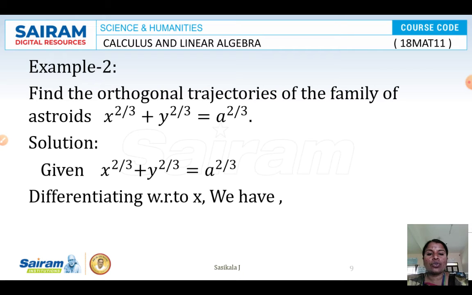Find the orthogonal trajectories of the family of asteroids x power 2 by 3 plus y power 2 by 3 is equal to a power 2 by 3. So the asteroid equation has been given. In the same way, what you have to do: first step, we need to write the differential equation, and then you have to replace dy by dx with minus dx by dy. So the given equation is already written, on the right side only the constant is there, that means a parameter. So you can go with the differentiation with respect to x.